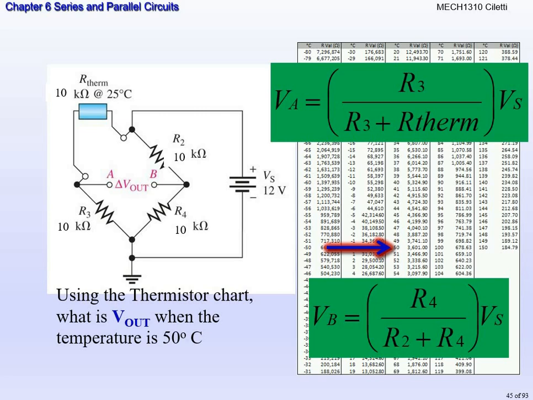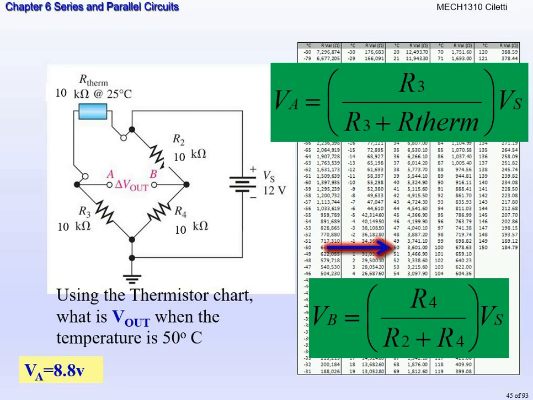So you should be able to calculate VA, and VB is going to be the voltage drop across resistor 4. So you're going to have R4 over R2 plus R4 times Vs. So you're going to have 10,000 divided by 10,000 plus 10,000 times 12 volts. Okay, so that's going to give you VA and VB. And to calculate V out, we have to take V out equal to VB minus VA. So when you get those calculations, I want you to do those in your calculator.